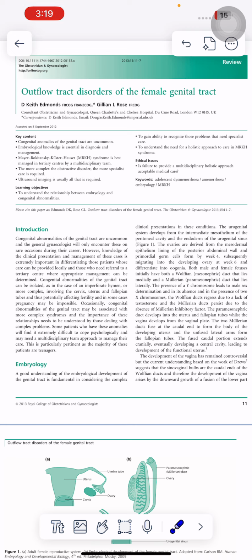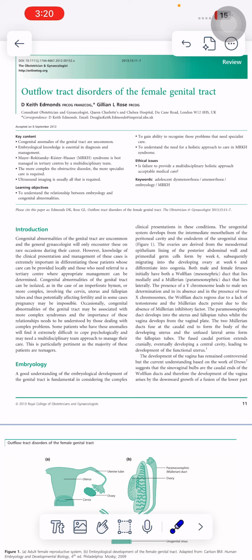So, embryology. You must have a good understanding of the embryological development to understand the clinical presentation in this condition. The urogenital system develops from the intermediate mesoderm of the peritoneal cavity and the endoderm of the urogenital sinus. The ovaries are derived from the mesodermal epithelium lining of the posterior abdominal wall, and the primordial germ cells are formed by 4 weeks, subsequently migrating into the developing ovary at 6 weeks and differentiating into oogonia.